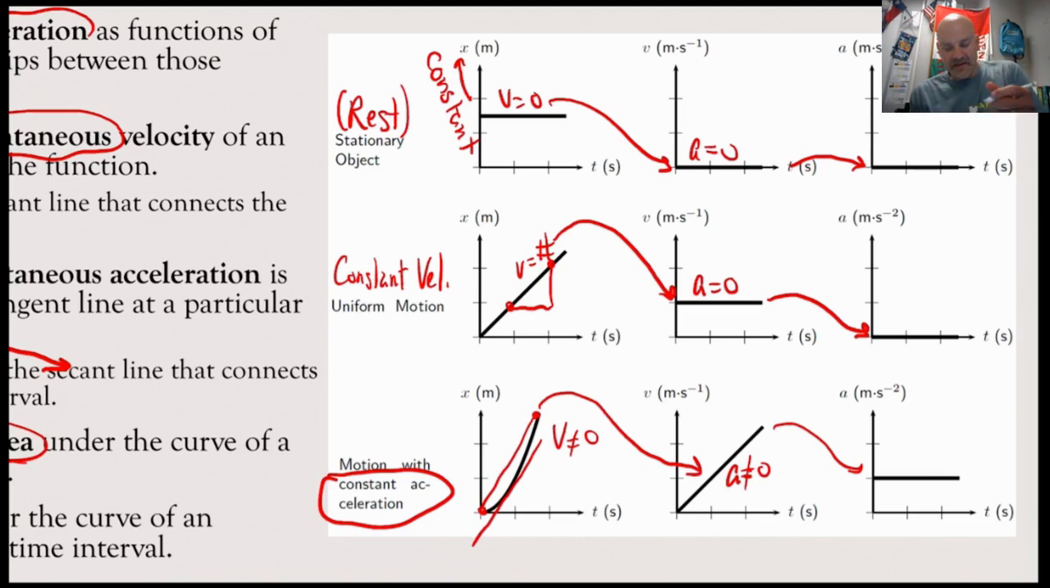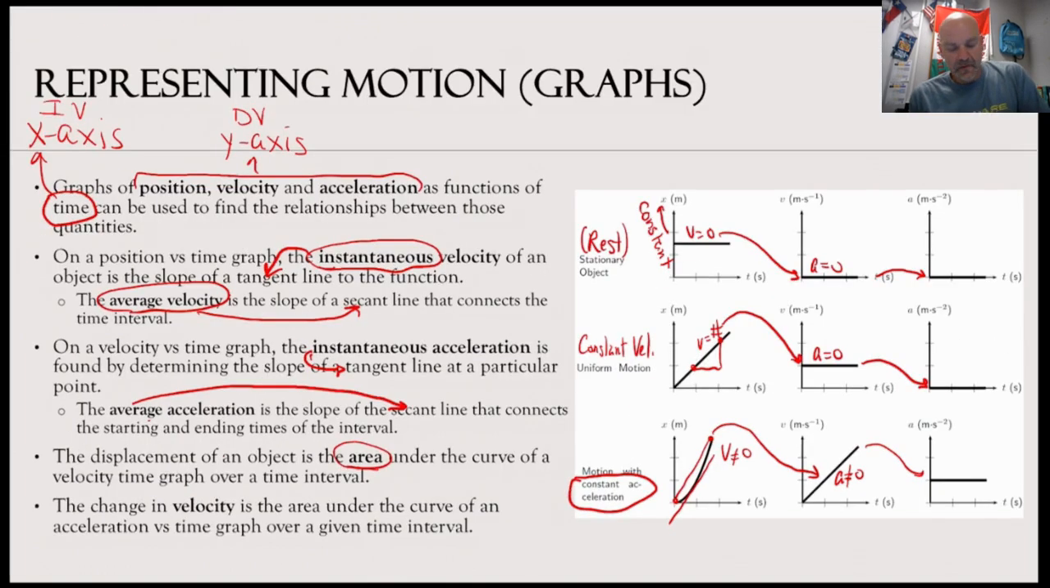And these all tie back into the equations. So the quadratic equation, the displacement equation, well, that's your equation of a position versus time graph. The velocity, v equals v0 plus at, that is your equation for the velocity time graph. And then acceleration is just whatever our number is.